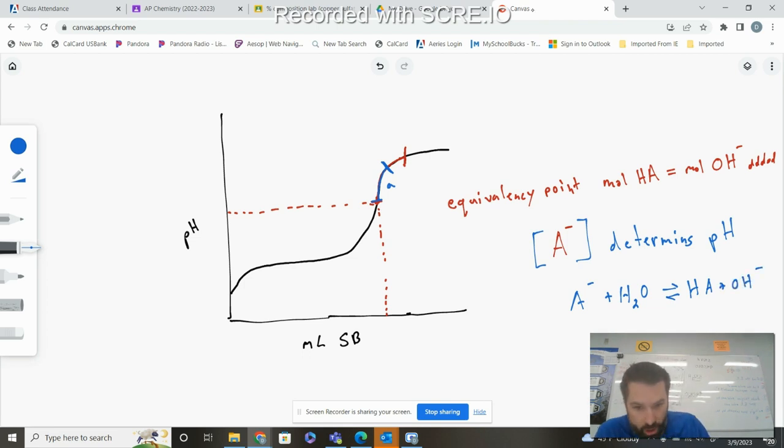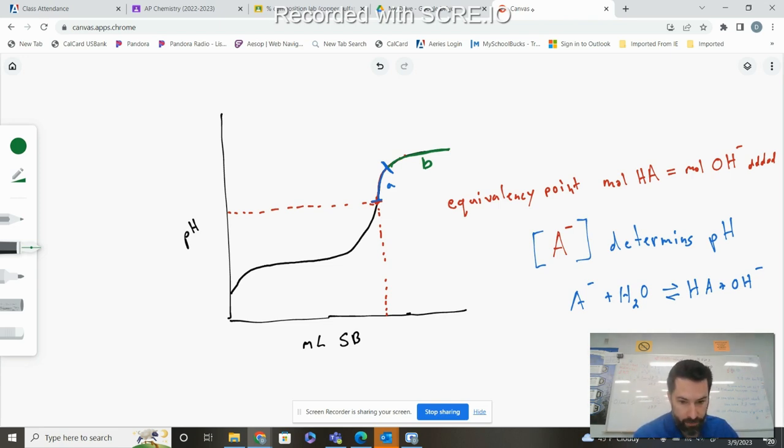Now, as soon as you get past, it starts to level off again. So I'm going to color code this new color. Let's do this green. Let's go this green color from here on up. Okay. And erase that little red thing because I didn't like where I drew that. So this part, we're going to label B. From this part on, I have enough excess of your base that your base dominates your pH.